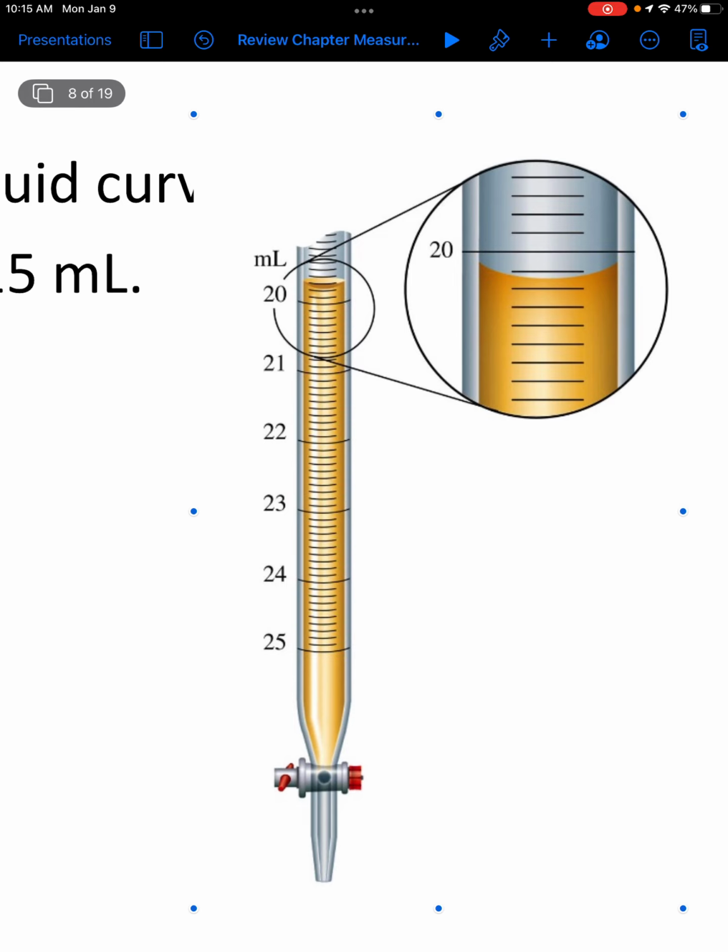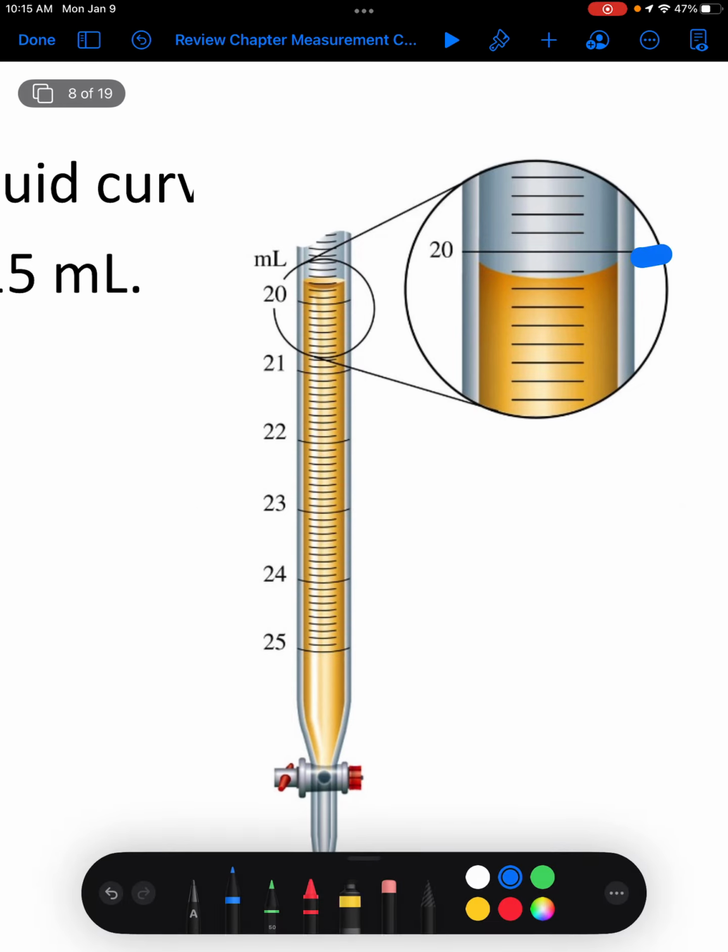But if you look at this, they've changed it because here it's under the 20 line and here it's above the 20 line. But if you look at this, this is 20. Then the next line here, if I can get a finer line, is 20.1, that line right there. And this line is 20.2. And of course, way down here would be 21.